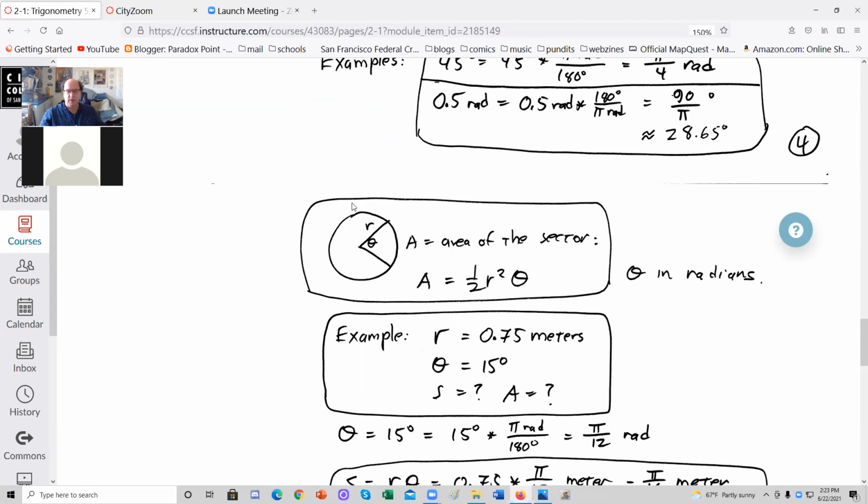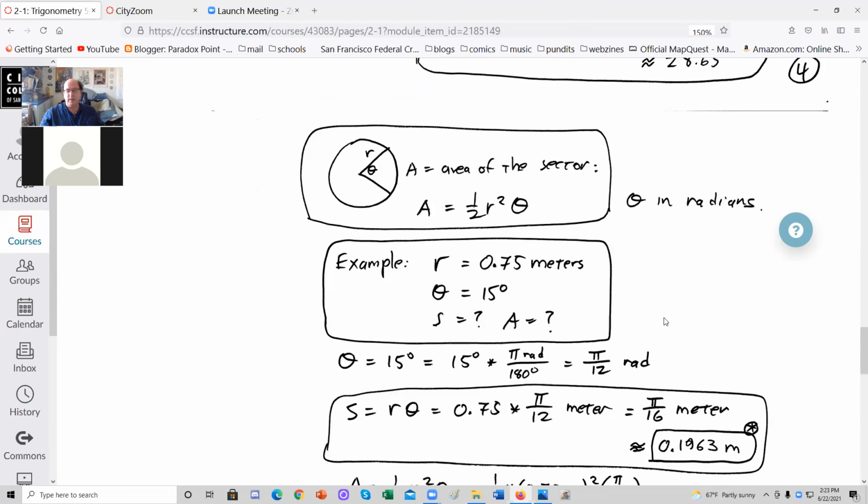Now, we can do a little bit more measuring of the circle in terms of its area, for example. So we have a circle. This is a radius r, an angle theta measured in radians. That's important. And A is the area of this sector. Then that sector's area is 1/2 r squared theta. For example, if the radius is 0.75 meters and the angle is 15 degrees, what's s and what's A? What's the arc length out here? What's A, the area in here?